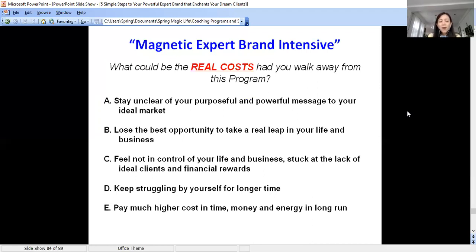And you will feel not in control of your life and business, stuck at the lack of ideal clients and financial rewards. I know that without our ideal clients, without the financial rewards, how much that can really impact our relationship, our daily life, our energy, right? You will get frustrated without enough clients and the financial rewards. And you will keep struggling by yourself for longer time. I really do not want that to happen.